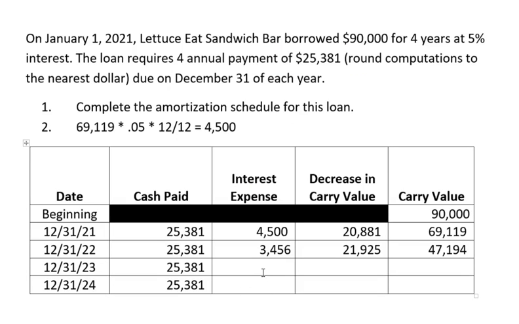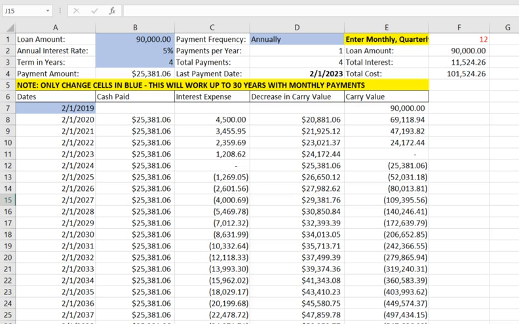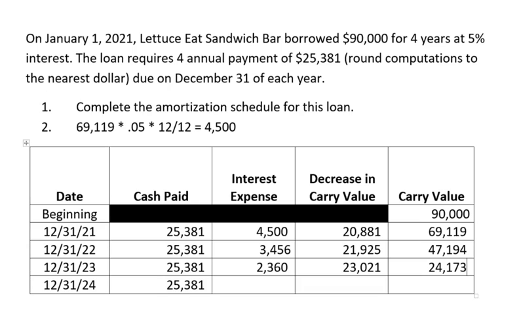All right. Now take that 47,194 times the 5%. You get 2,360. 25,381 minus 2,360, 23,021. Subtract that from the 47,194, and we get 24,173. Notice we're just a little bit off, 60 some odd cents.